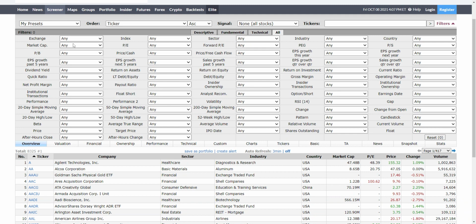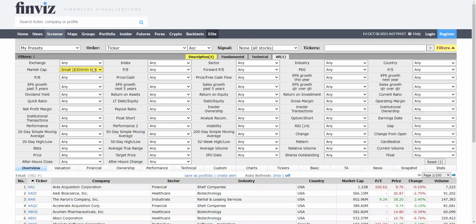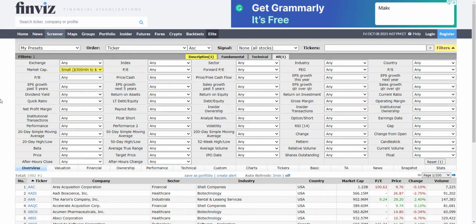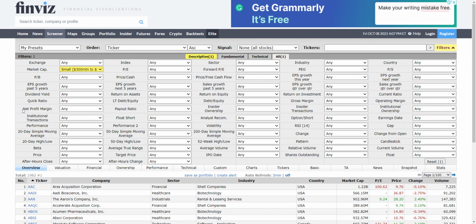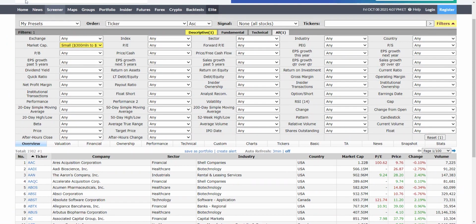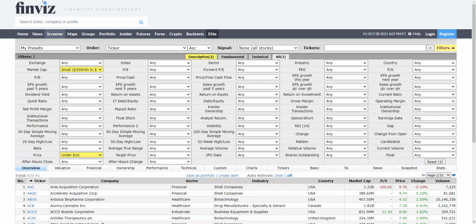So the first thing will be the market capitalization. It basically equals the total dollar market value of all of the company's outstanding shares. We're going to be looking for small market cap. What I mean by small is from 300 million to $2 billion. Great companies are also not that big within the market cap. After that, we're going to be looking at stocks that are under $10. Bam, stocks that are under $10.